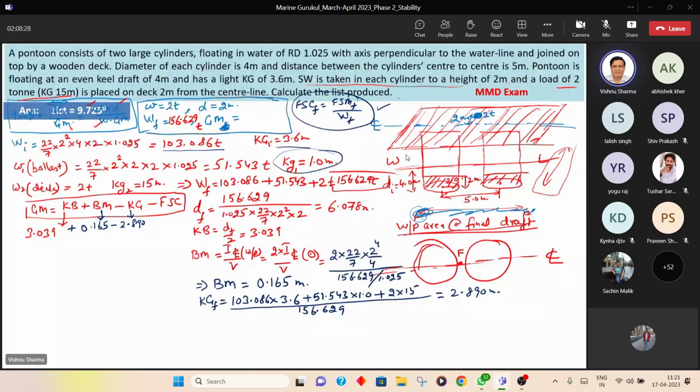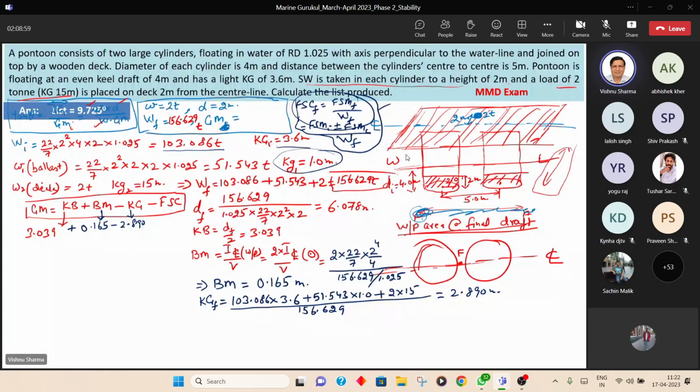FSM final will be equal to initial FSM, if any, plus or minus the change. If a free surface is created, you'll add the FSM. If a free surface is removed, you'll subtract the FSM. Am I right, guys? This will be equal to FSM initial plus or minus FSM cost upon displacement final. I'm sure all of you are aligned on this part, right? Does the question give you anything about initial FSM?